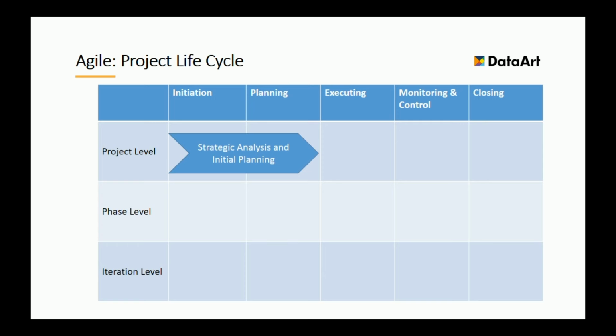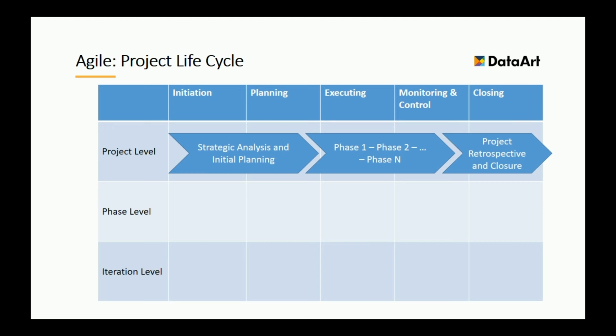On project level, in initiation and planning, we start with preparation, strategic analysis, etc. and initial planning, gathering what we need to do. Then executing, monitoring and control, and partially planning, is all of those phases. In the simplest case, those phases will be already iterations, sorry. But sometimes bigger projects can be split into phases. And then obviously closure. Well, project retrospective to analyze and gather best practices and lessons learned, and closure.